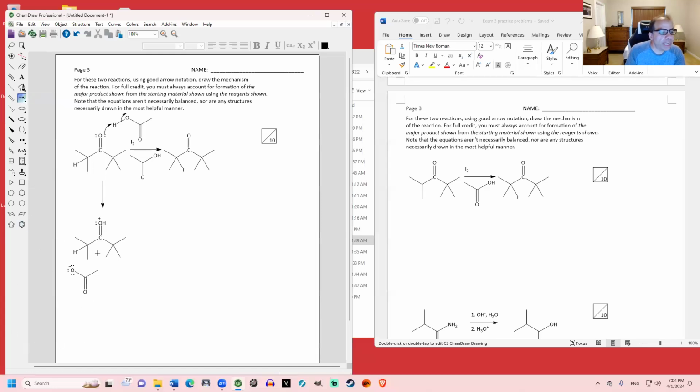And the reason it's okay to have a species with a minus charge in acidic solution in this case is because acetate isn't a really strong base. It's not a strongly basic anion. And it's really the only base we've got, so it'll have to do. So we pull off that proton, we move the electrons in the carbon-hydrogen bond in between the two carbon atoms, and we break the carbon-oxygen pi bond to make the enol.